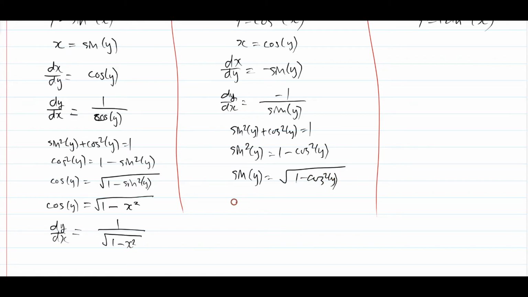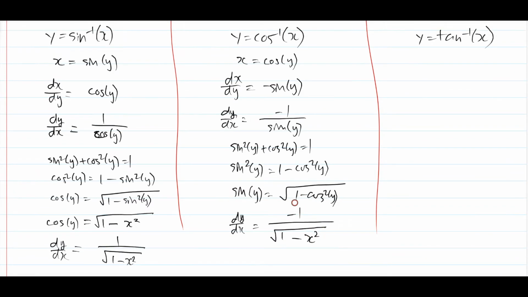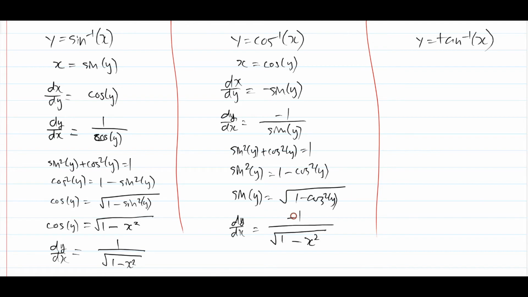And dy/dx right here is negative 1 over the square root of 1 minus cos squared y. So another way of writing sine y is this. I'm just going to replace it in. And another way of writing cos squared y would be x squared. Okay, so that's how you came about the cos inverse differentiation formula: negative 1 over the square root of 1 minus x squared.